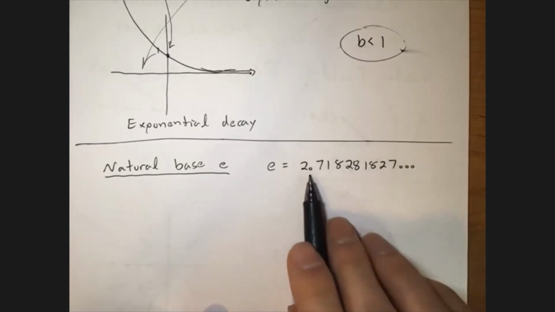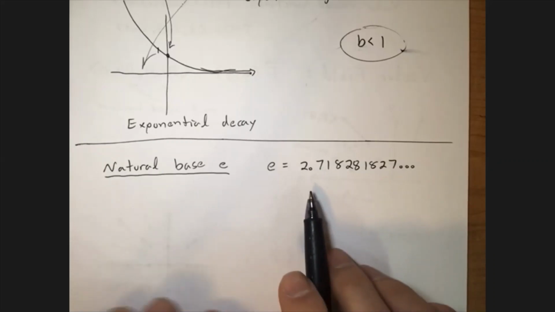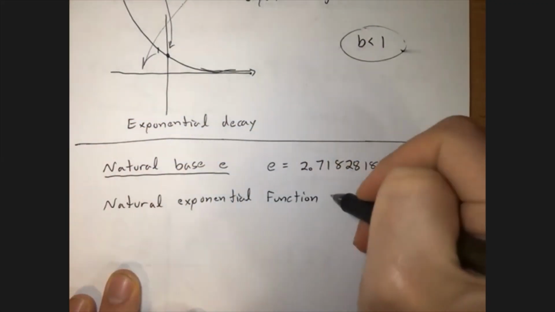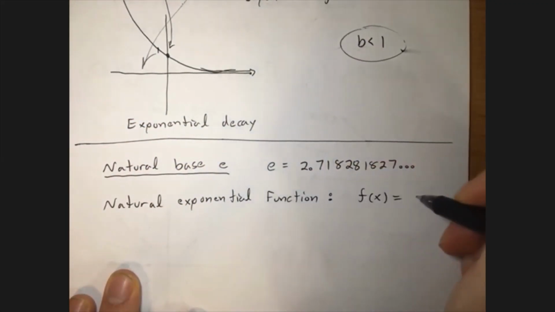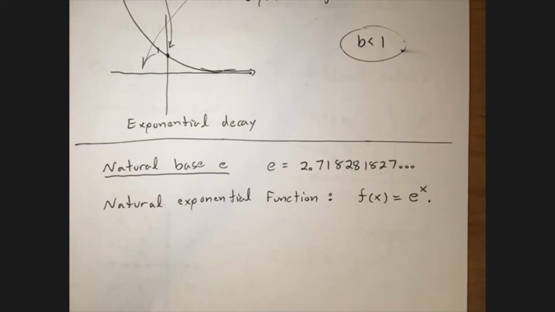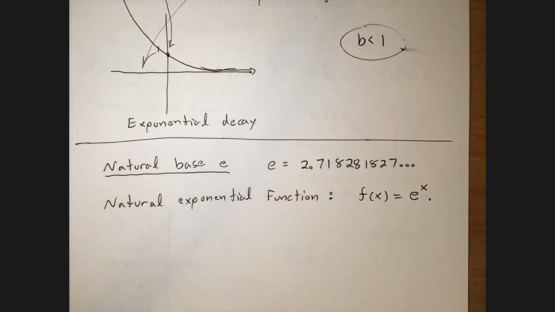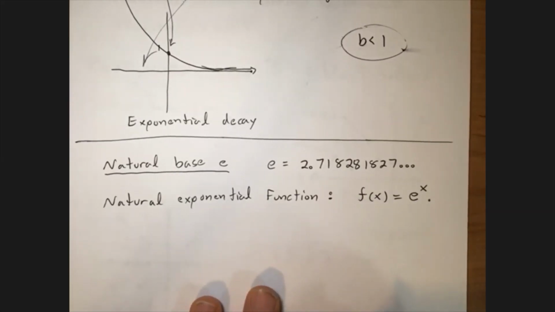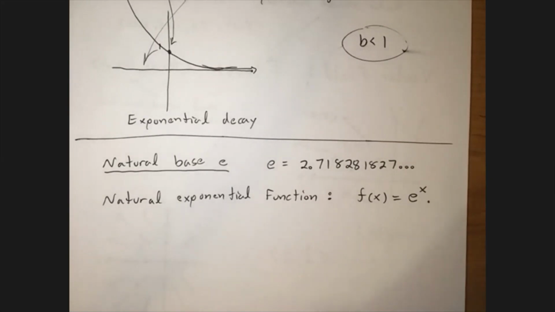And it's a very special number. And we use it an awful lot in mathematics and in chemistry and physics and engineering. And when you use that as your base for your exponential function, we call that the natural exponential function. So the natural exponential function looks like e to the x. So it's this number between 2 and 3. It's an irrational number that is very special and has lots of nice properties. And we'll talk about where that number comes from a little bit later.